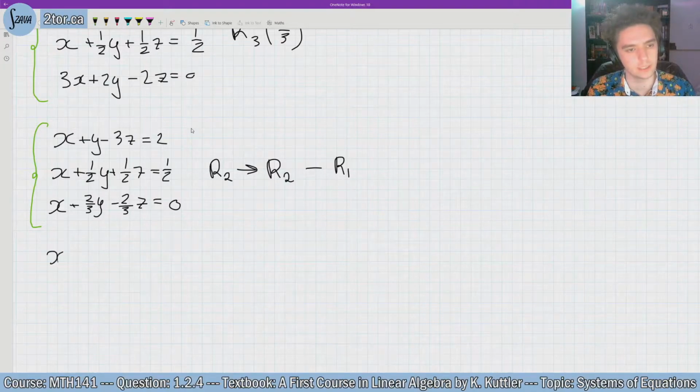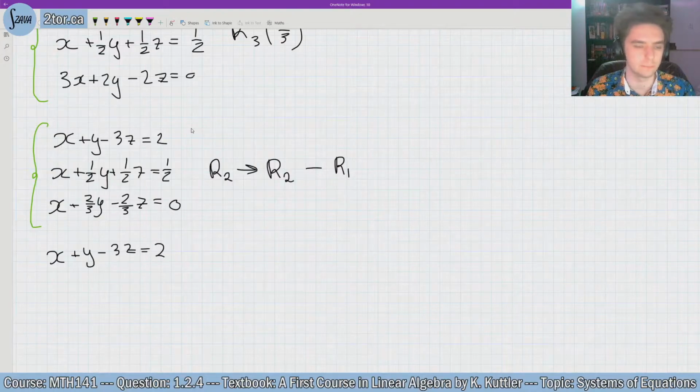So our first equation stays the same: x plus y minus 3z equals 2. Our second equation is what's changing. Row 2 minus row 1. x minus x is 0x. 1 half minus 1 is negative a half y. 1 half minus negative 3 is a half plus 3. Be very careful there. A half minus negative 3 is a half plus 3.